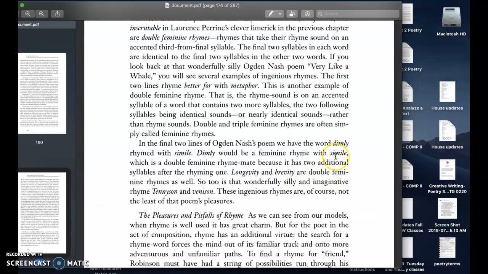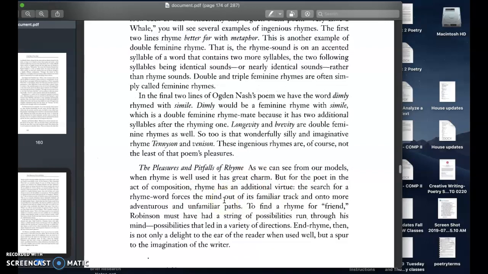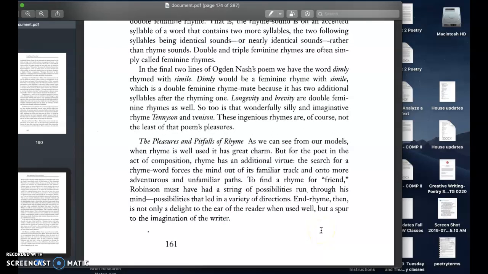You could have other words that rhyme, like in an Ogden Nash poem, the word dimly rhymed with simile. Dimly is a feminine rhyme with simile, and that's a double feminine rhyme mate because of the 2 syllables. Longevity and brevity are one. Tennyson, venison. So it really does take you back to when you're learning in grade school, and it very much makes you pronounce everything out loud much more.